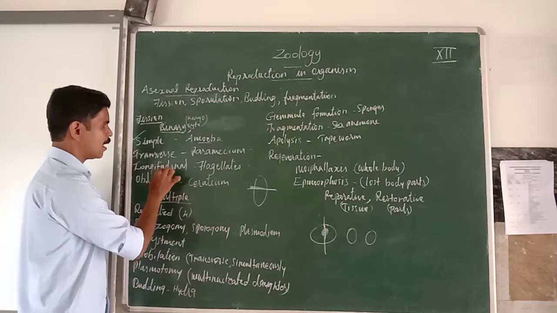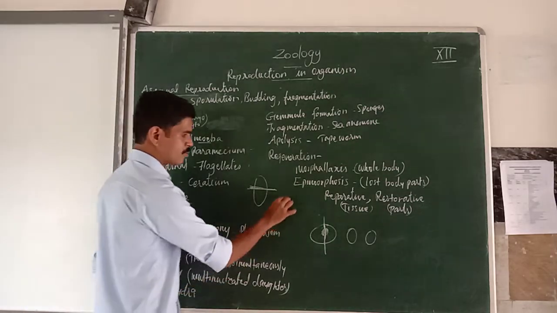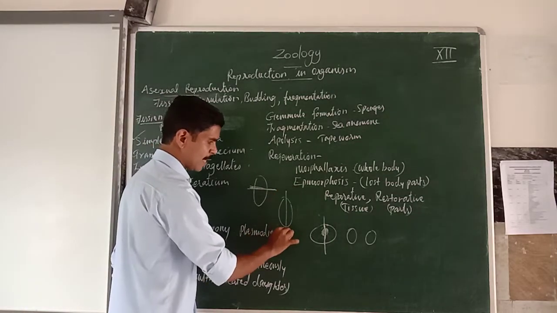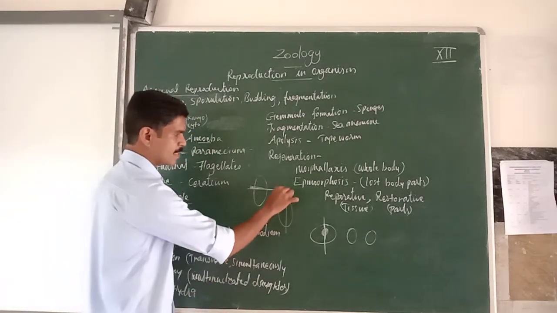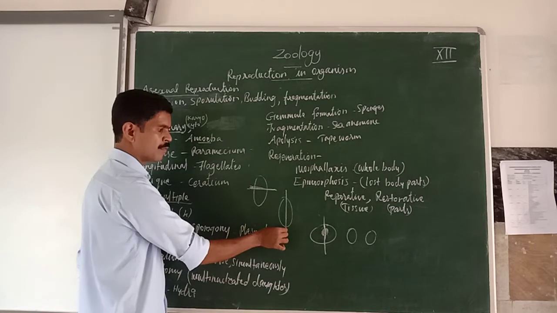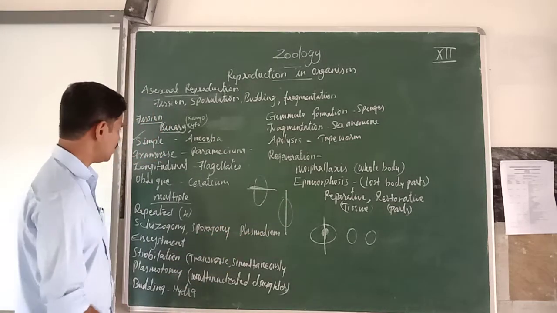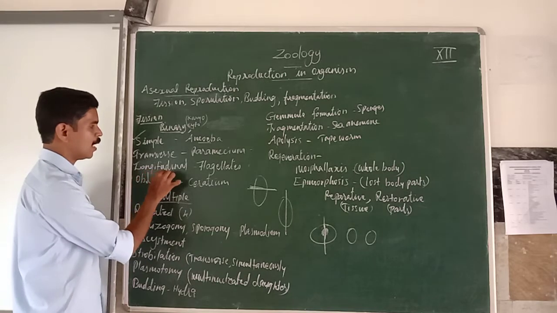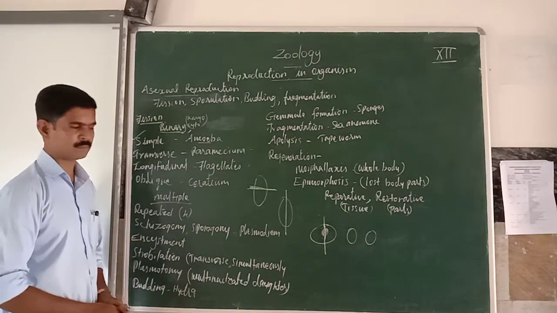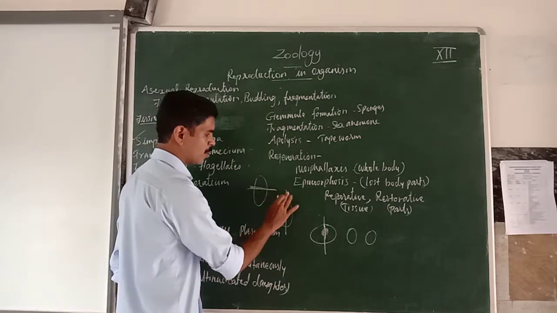Then the next one is longitudinal binary fission. Longitudinal binary fission means the fission axis or division axis takes place in the longitudinal direction, from top to bottom or from bottom to top. This type of reproduction is called longitudinal binary fission. Example, flagellates. Here you have to remember one more important point.